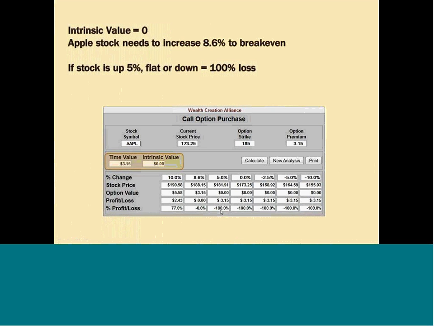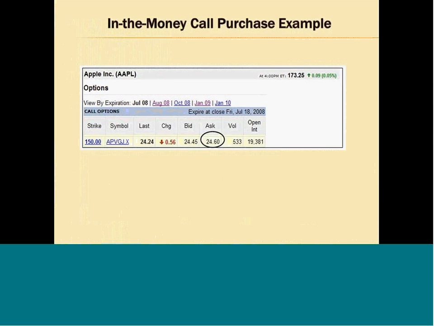We can see that this option only had 29 cents of time value and $16.71 of intrinsic value. So it was almost all intrinsic value. Cigna stock only had to increase 29 cents for this trade to break even, and any move above 29 cents would be a profit on this trade. We can see that if the stock is flat, you only incur a 1.7% loss. If the stock's down 5%, you incur a 21% loss. So this is a much better risk profile than risking 100% if the stock is flat or up slightly.